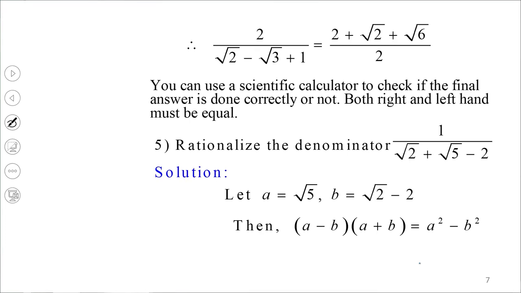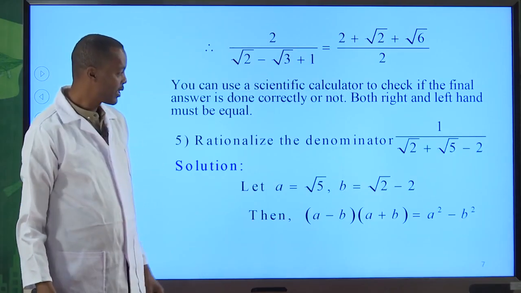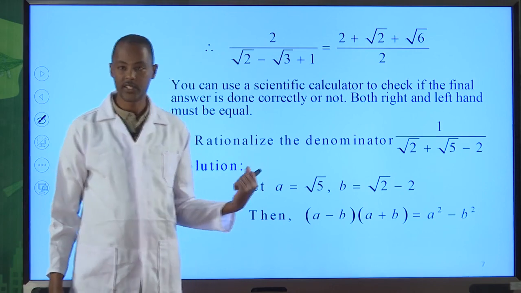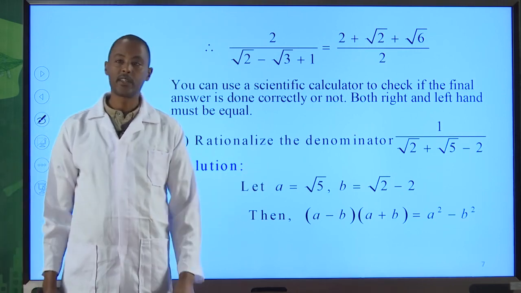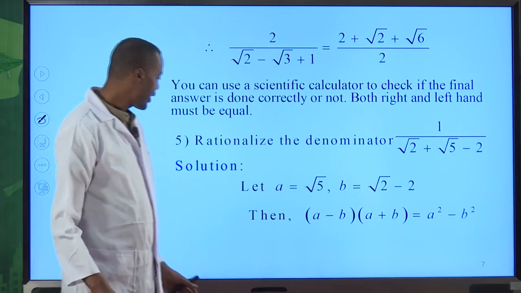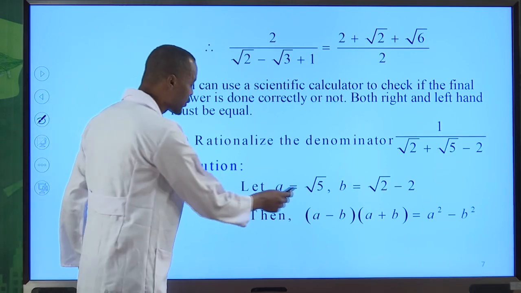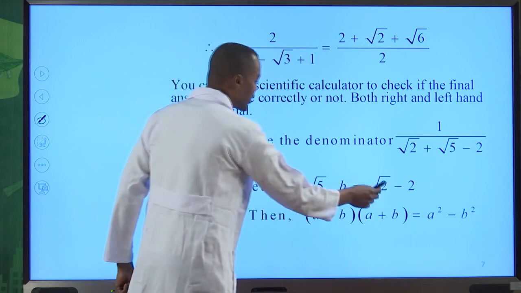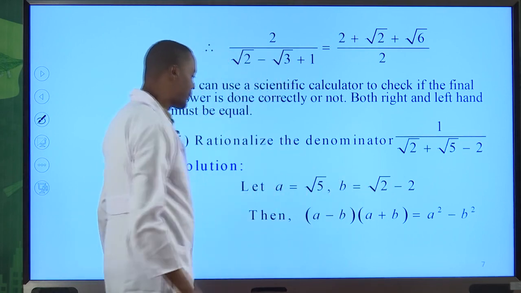Here I have one final problem. It says rationalize the denominator of 1 divided by root 2 plus root 5 minus 2. In this case also, like in the previous example, 3 terms are appearing in the denominator of this expression, and we have to go ahead by choosing a to be root 5 and b to be root 2 minus 2.